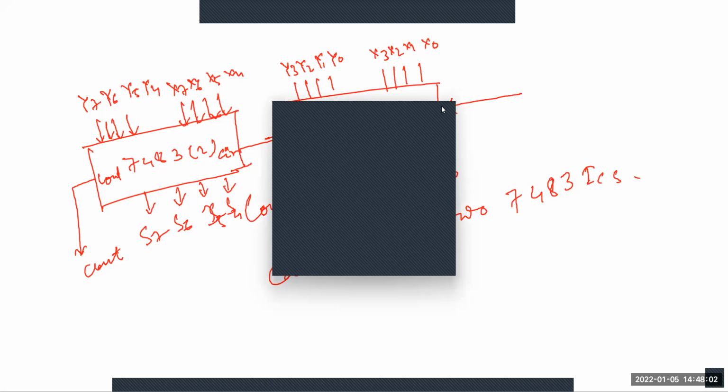So our next topic is the BCD adder. You already know the concept of BCD, binary coded decimal. And just a few minutes ago we discussed the parallel binary adder. Now the topic is the BCD adder.